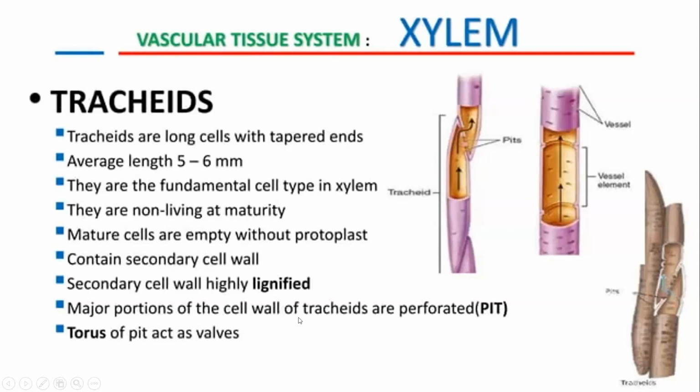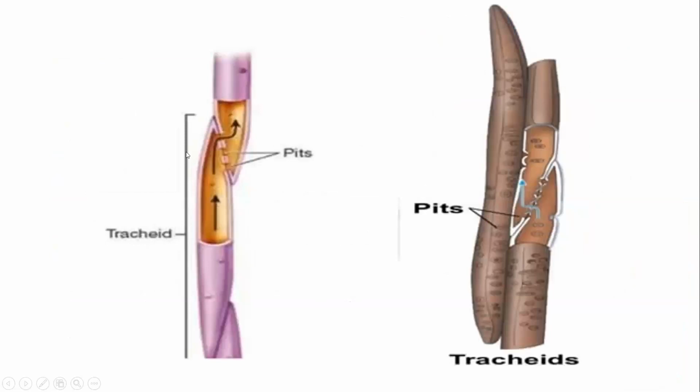The major portion of the cell wall of the tracheids is perforated; that is, they contain pits. The torus of the pit acts as a valve. So this is the tracheid, and here pits are present. Through these pits, transport of water and minerals takes place.